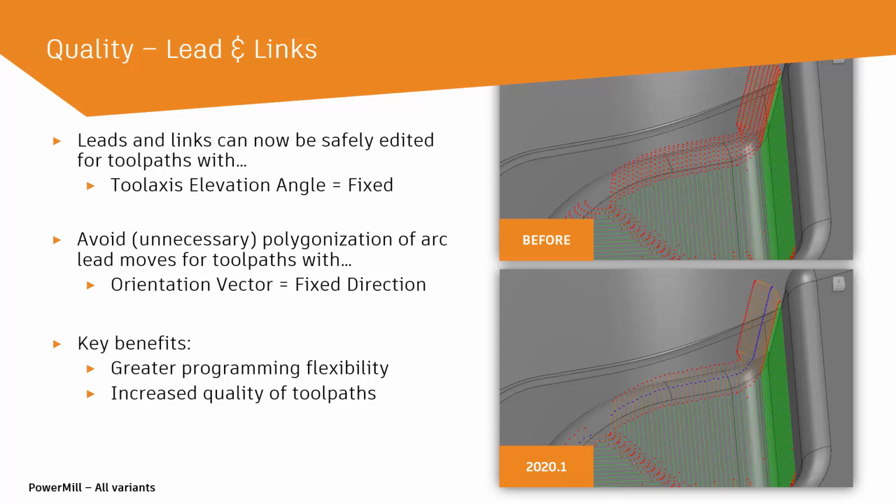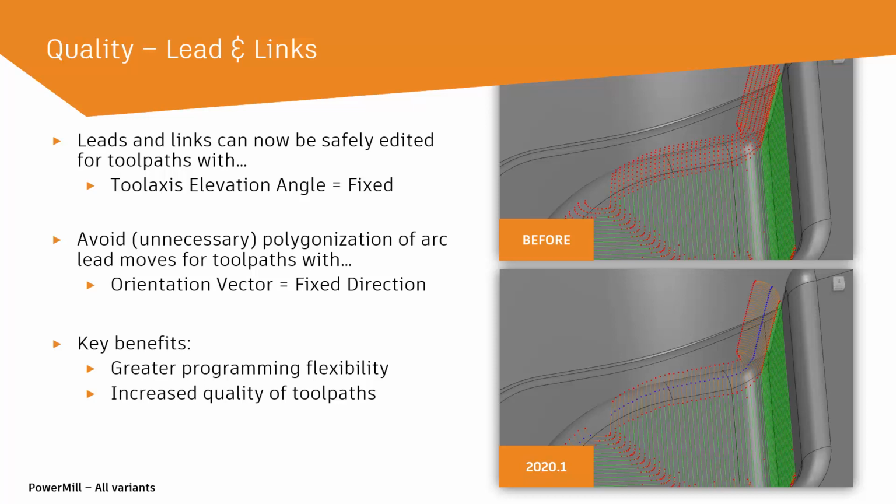The second area where we've improved leads and links, and this is particularly relevant in the images on the right hand side of the screen, is by avoiding unnecessary polygonization of arc lead moves for toolpaths where we've got an orientation vector which is a fixed direction. Now the images show this really nicely. The toolpath shown in the top right hand corner of the screen is a toolpath where lead moves have got orientation vectors. The toolpath has an orientation vector with a fixed direction, and you can see the lead moves are heavily polygonized. Lots of red dots you can see on those orange arc lead-in moves.